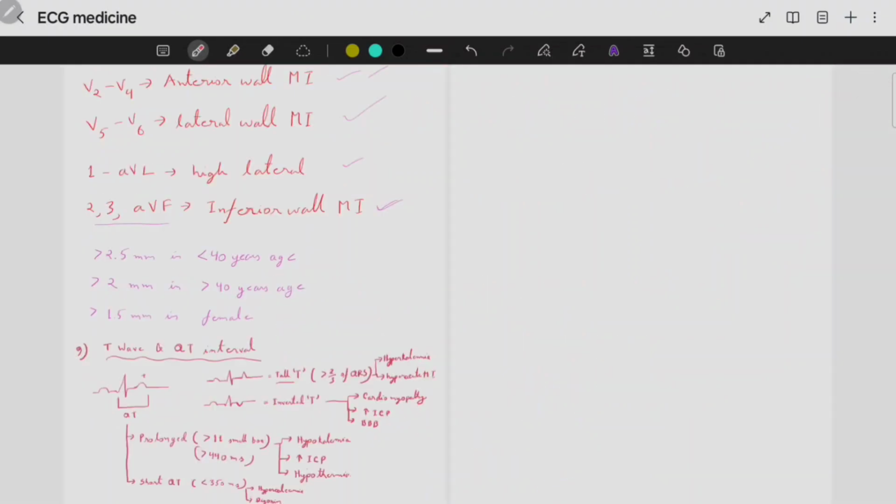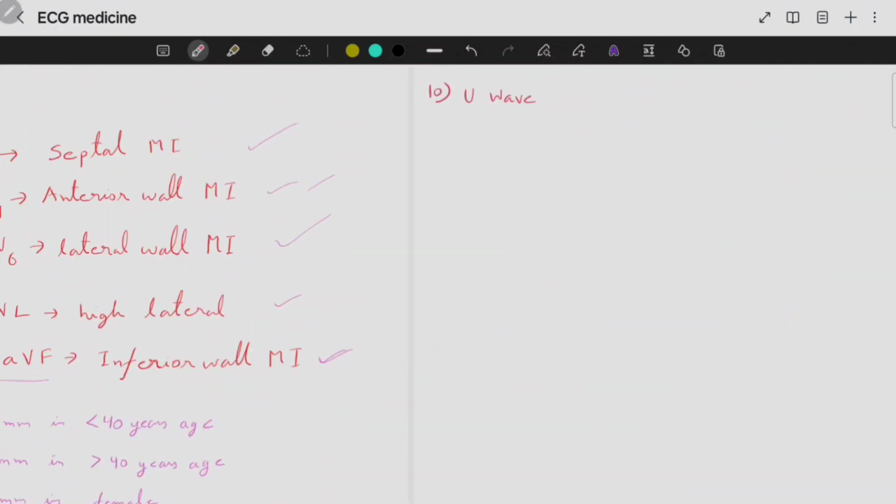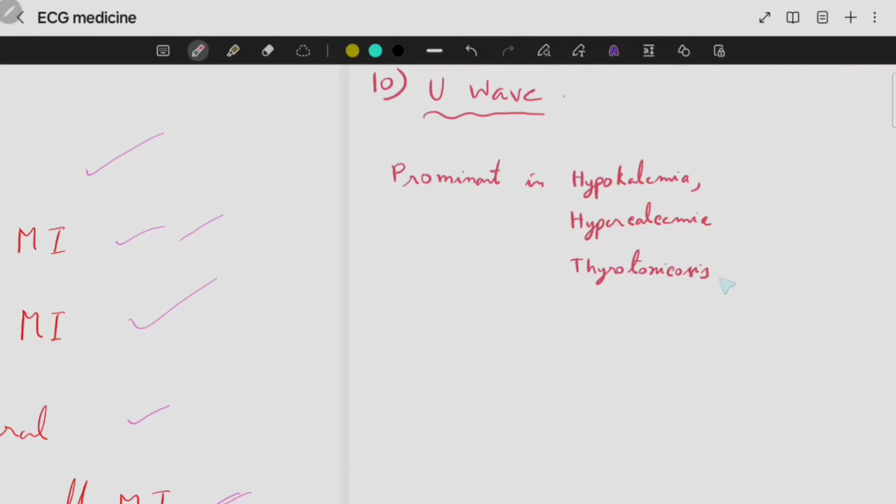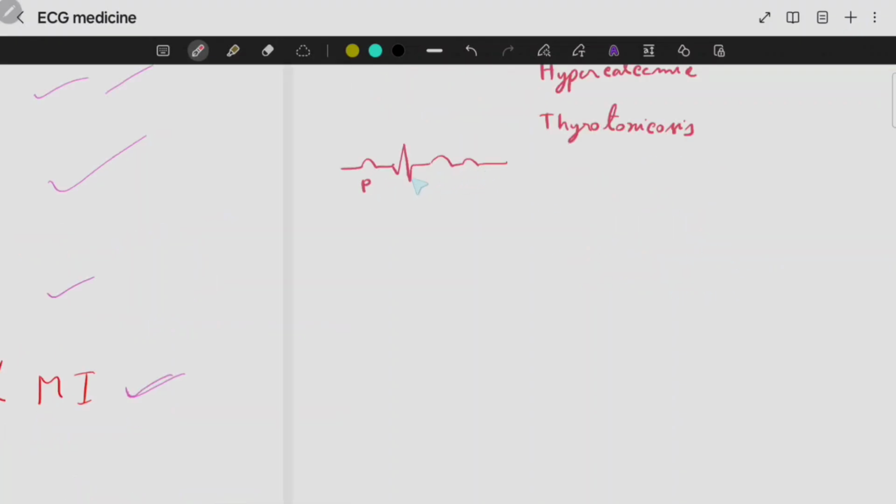And now the last, U wave. So now U wave. U wave is not seen normally in the ECG, but a prominent U wave is seen in a few cases: hypokalemia, hypercalcemia, thyrotoxicosis, etc. Okay, and it looks like this. Okay, this is P, this is T, and this is U.